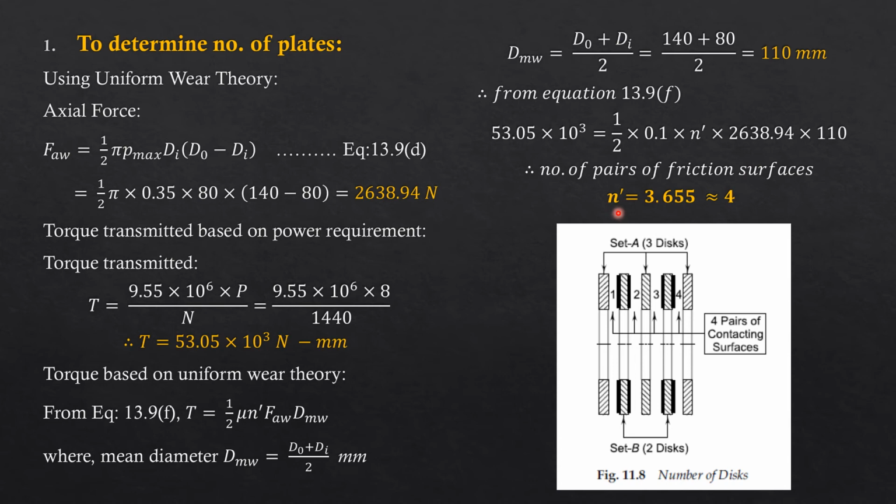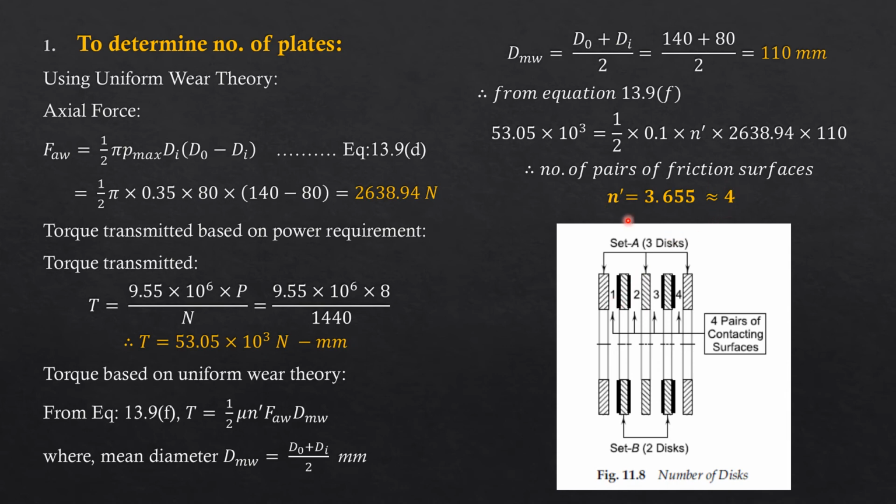Okay, that is N dash is 3.655 or approximately 4 surfaces. Remember, N dash is not the number of plates. N dash is the number of surfaces, that is, the number of pairs of surfaces in frictional contact. Right now, from the previous figure which you have seen, if you observe that same figure, you will see that we have 4 frictional surfaces, right? 1, 2, 3, and 4, right? 4 pairs of surfaces which are in frictional contact.